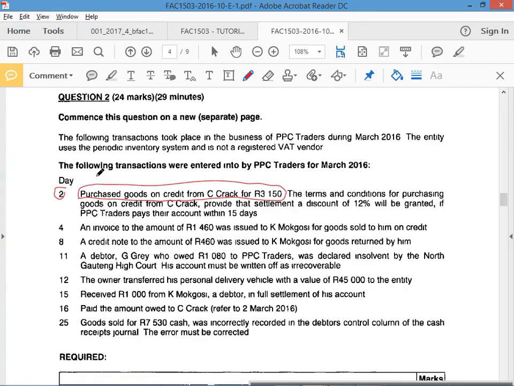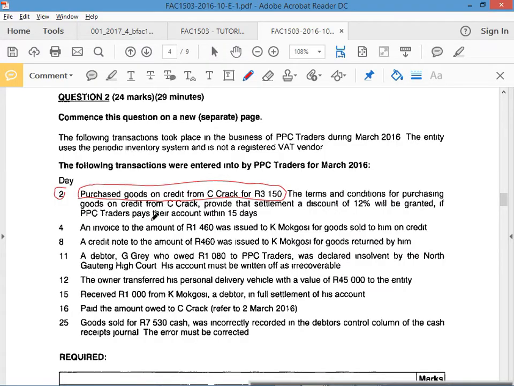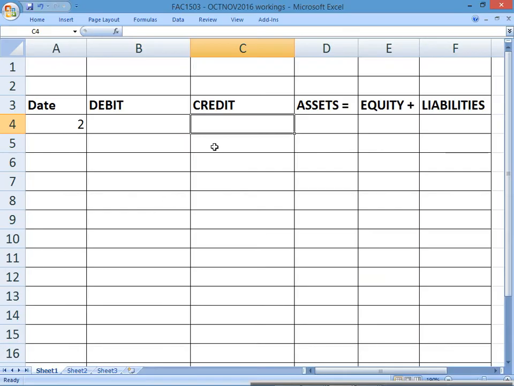Creditors. Right, so day two. Creditors is what type of account? A liability. What's happening to the liability if you're buying from them on credit? It's increasing. See, there's my thought process. Now look at my rule. Look at your rules. Where do liabilities increase? On the credit side. That's how you get this. Creditors, bracket, liability increase. That's what you would put there.